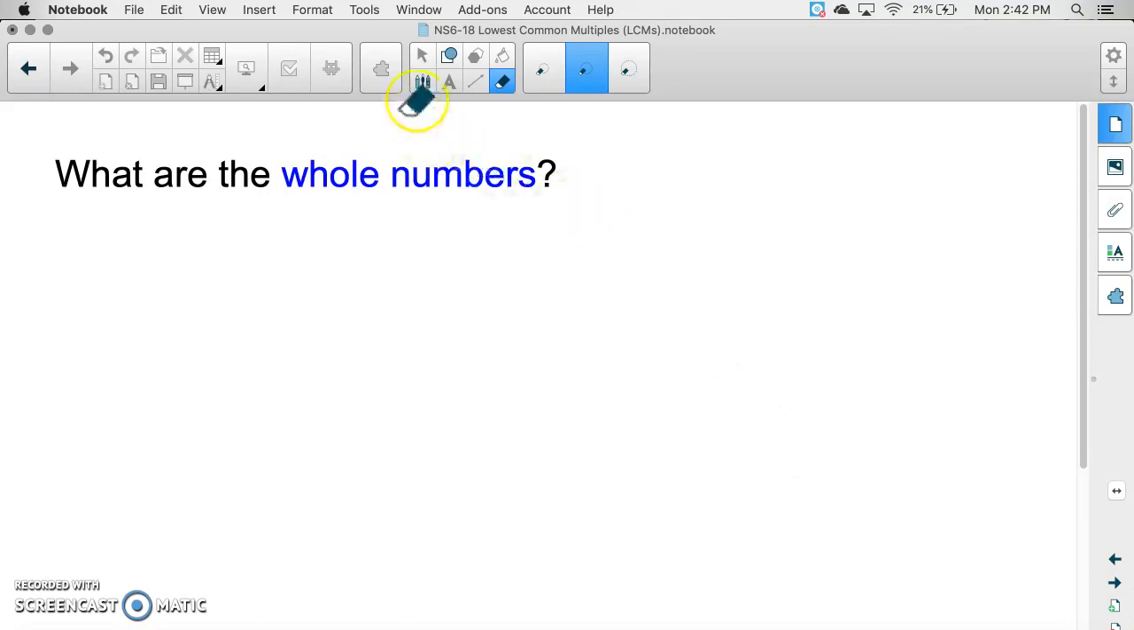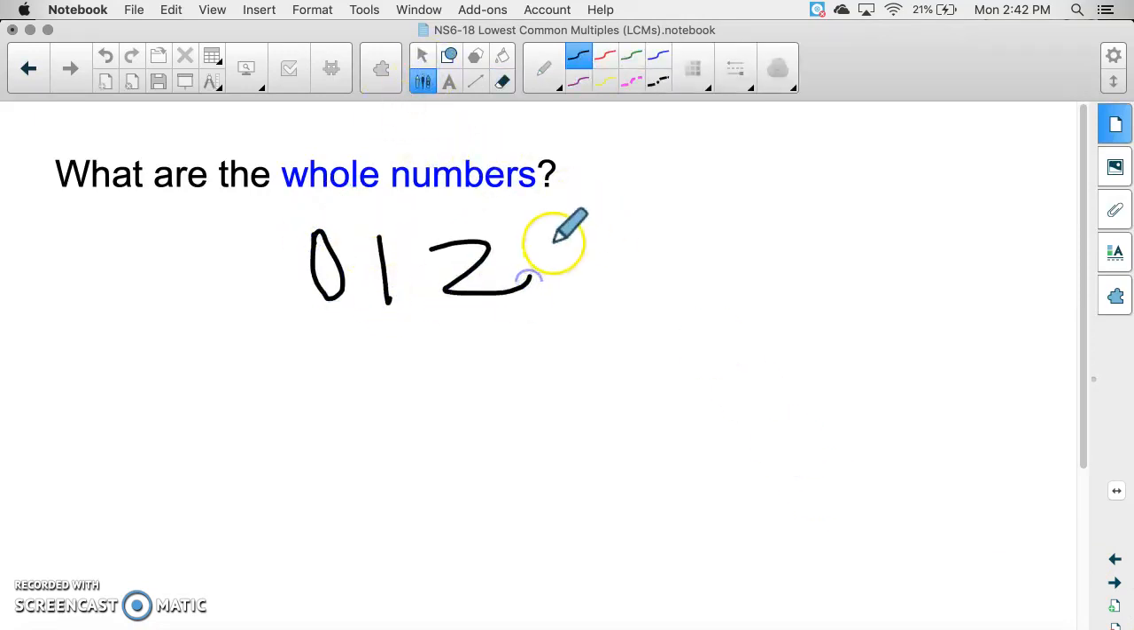So whole numbers are the numbers 0, 1, 2, 3, 4, and so on. These are in contrast to fractions. Fractions represent parts of a whole. These are whole complete numbers.